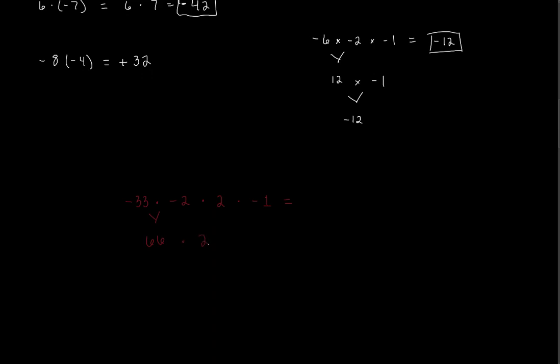I still have my 2 and I still have my -1. Okay. And then I'm going to just do 66 times 2. You get 6 times 2, which is 12. Carry your 1, 2 times 6 gives me 12, plus that 1 is 13, 132. Times -1. And when I multiply by a -1, I just change the sign. So I get -132.